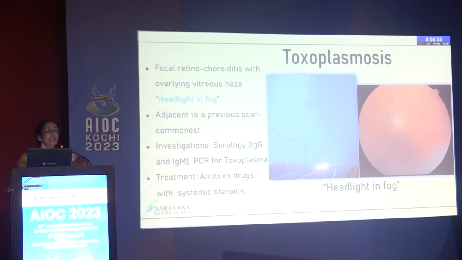is useful. In this entity, we start the patient on anti-toxo treatment followed by systemic steroids. 4 weeks we'll give, and depending upon the response, we stop the systemic steroids and anti-toxo treatment is to be continued.